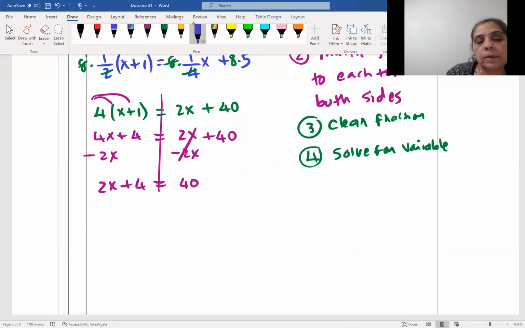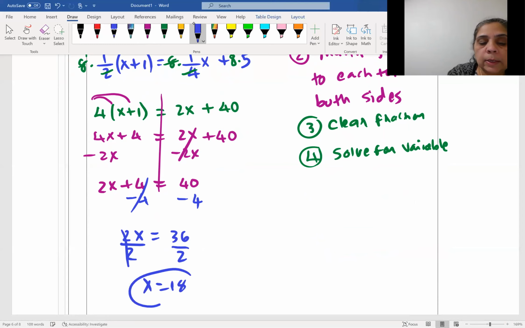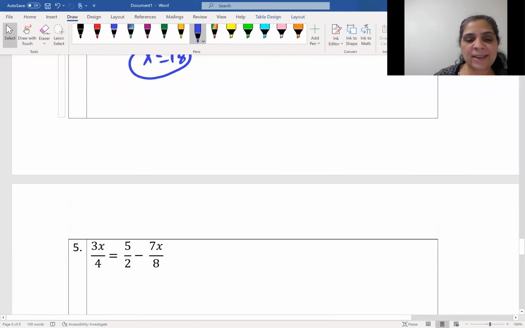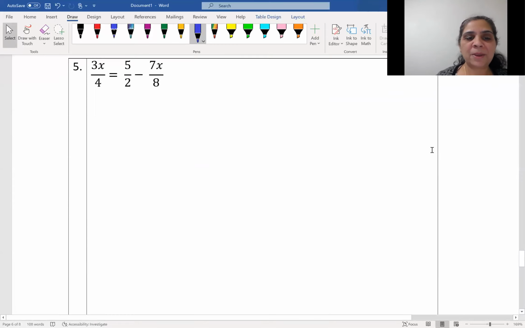So now we can subtract 4 on both sides. So 2x equal 36. And now we have 2x, right? So we will remove 2. We divide by 2. So x is 18. Now, I hope you are getting clear when we have equation with fractions. Let's see next one. All right, you guys tell me which strategy number we will use, number 1 or 2.